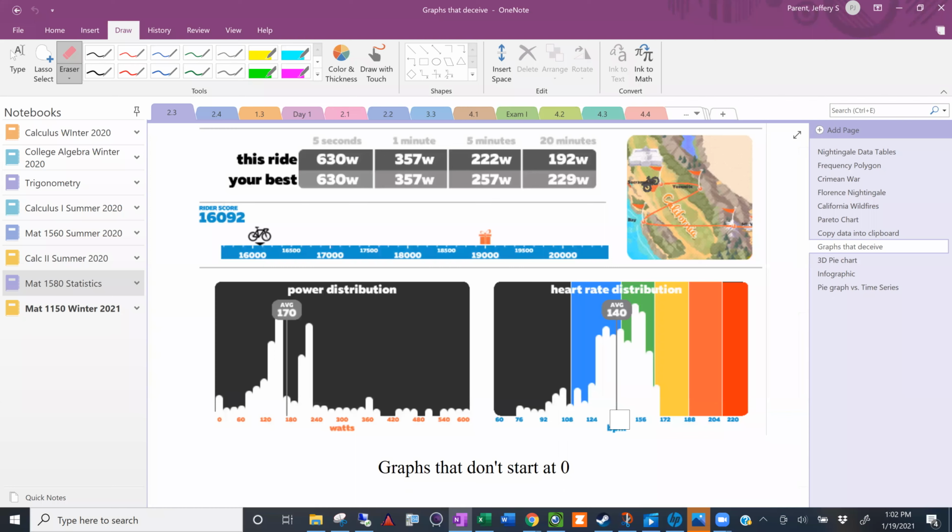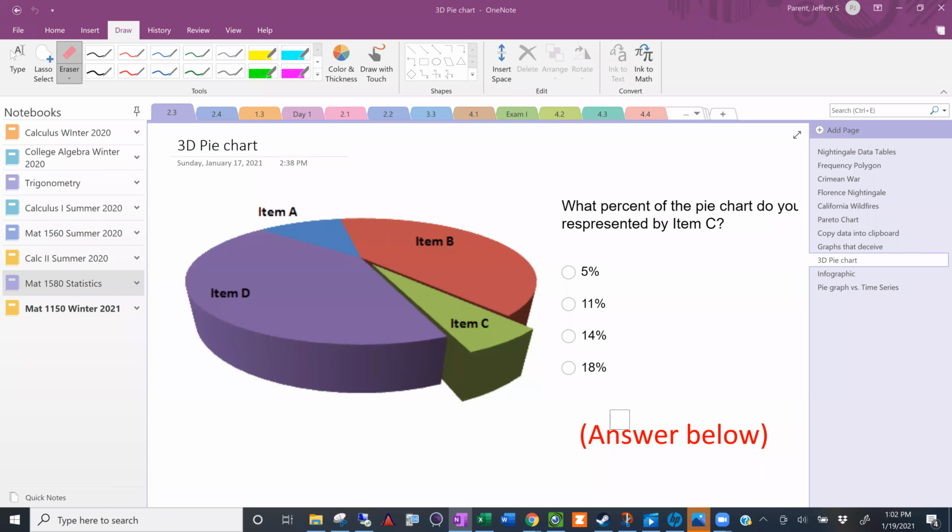All right. Let me see if I can pull up another one that I don't think is necessarily intentionally misleading, but it's kind of difficult to work with. So I'll let you think on this one for a second while I put up a poll here. Look at this graph and ask yourself, what proportion of these items here are represented by that wedge C? Let me see if I can get up a poll for you real quick.